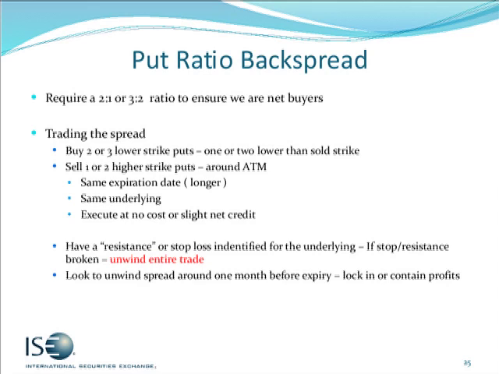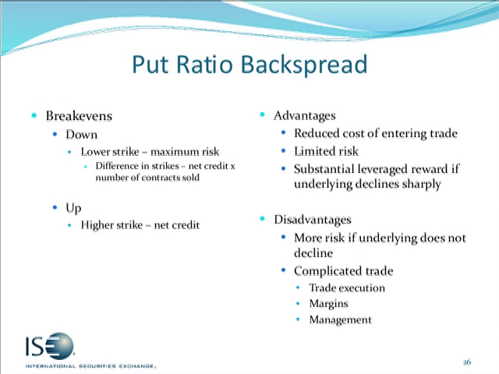So we're going to buy 2 or 3 lower strike splits, which are going to be 1 or 2 lower than the full strike. Sell 1 or 2 higher strike, but again, these are around the money. All right. And it goes expiration date, underlying, and no strike credit. Mention the resistance. If that stop or resistance gets broken through, it's probably a good bait because you're looking at an upside movement there. It's time to unwind. Okay. And 1 month out, it's a good start to look at unwinding.